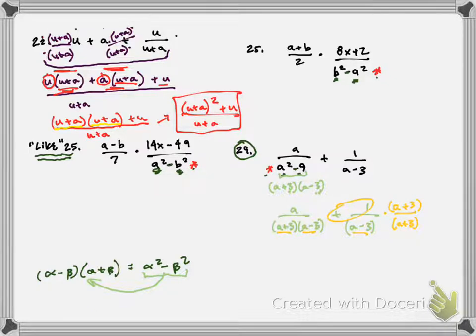I'll take my plus 1, I'll distribute it, and I get a plus 3 over, I'll just write it again as a squared minus 9. It's the same. A squared minus 9 is the same as a plus 3 times a minus 3. Of course, instead of a plus a, I'm going to say 2a plus 3 over a squared minus 9. And that is as reduced as we can write it.